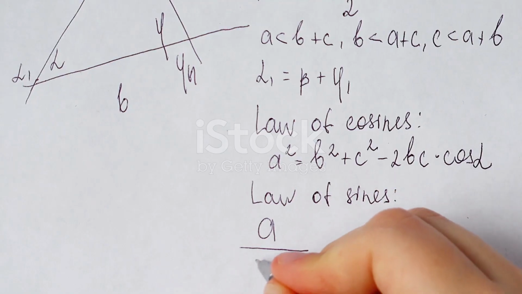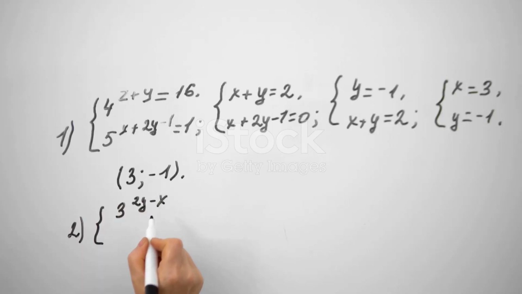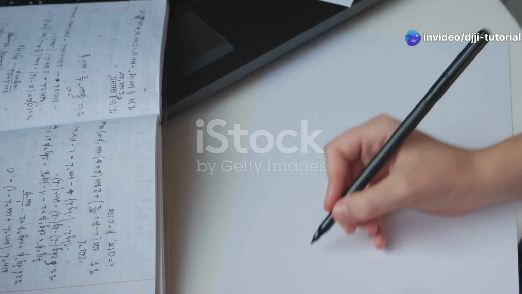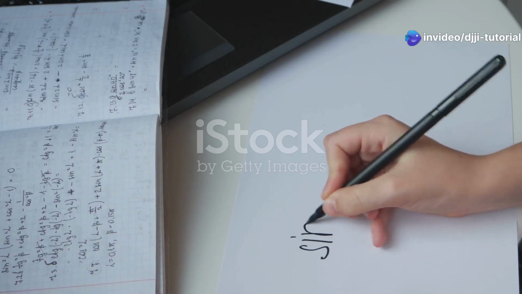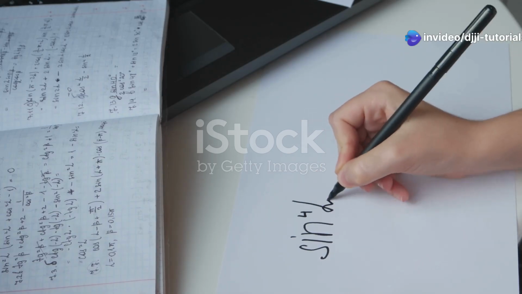Here's a more detailed breakdown. Sin 2 theta equals 2 sin theta cos theta. This identity expresses the sine of a double angle in terms of the sine and cosine of the single angle.